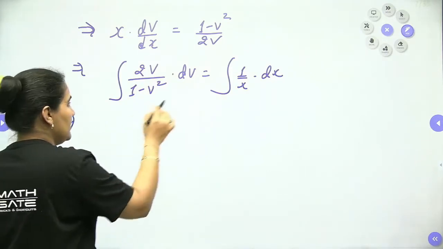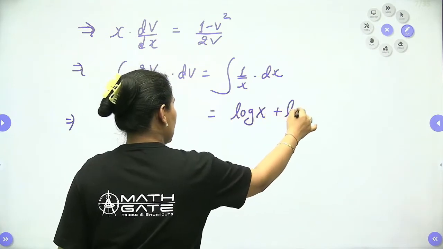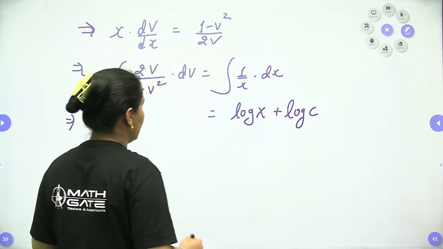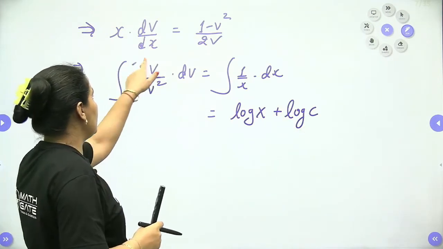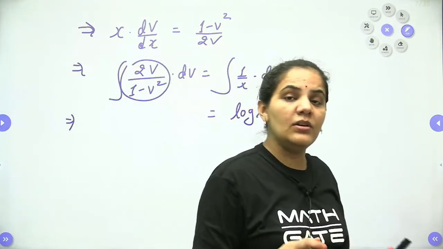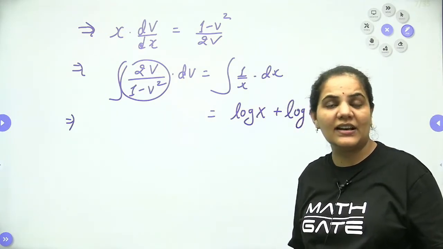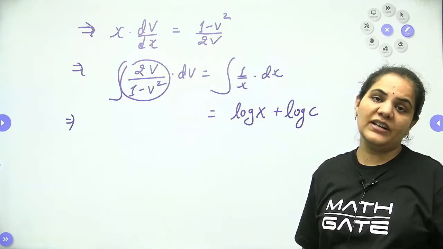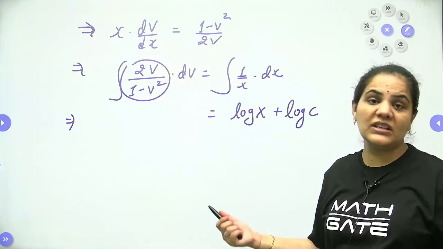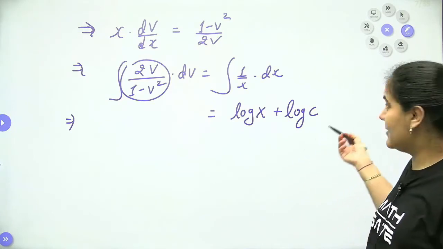Integrating both the sides. So the integration of 1 by x is nothing but log x or ln x, plus here it will be a constant, log c, right? Now what happened with 2v by 1 minus v square? Just remember, as I already told you, without the basics of integral calculus, or without the formulas of integration, you are not supposed to approach the variable separation method. So again here we are applying the variable separation method.